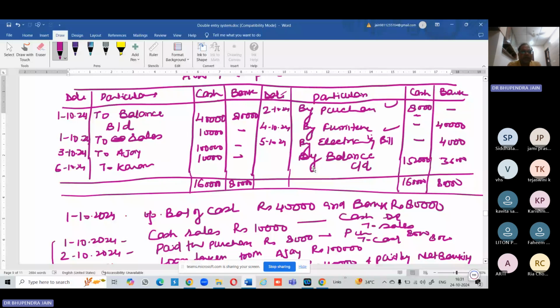And the last case is the triple column cash book. Under the triple column cash book, one column is bank, another column is cash, and the last column is discount. So we will discuss the triple column cash book in the next class, as well as how to prepare the subsidiary book. We will discuss it in the next class.